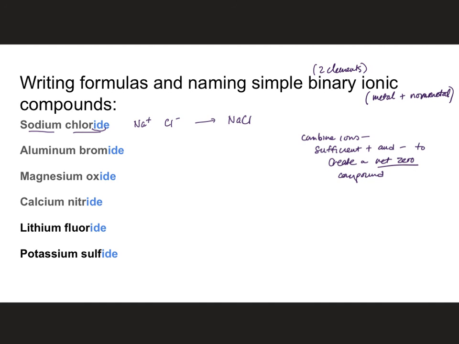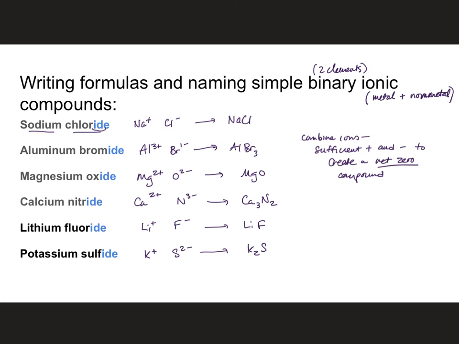Let's take a look at aluminum bromide. The ion charges are Al3+ and Br1-, and they combine in a ratio of 1 aluminum for 3 bromides for a net zero compound. So I'm going to pause. I'd like you to pause here and see if you can write the formulas for the remaining compounds. I hope that you and I agree.